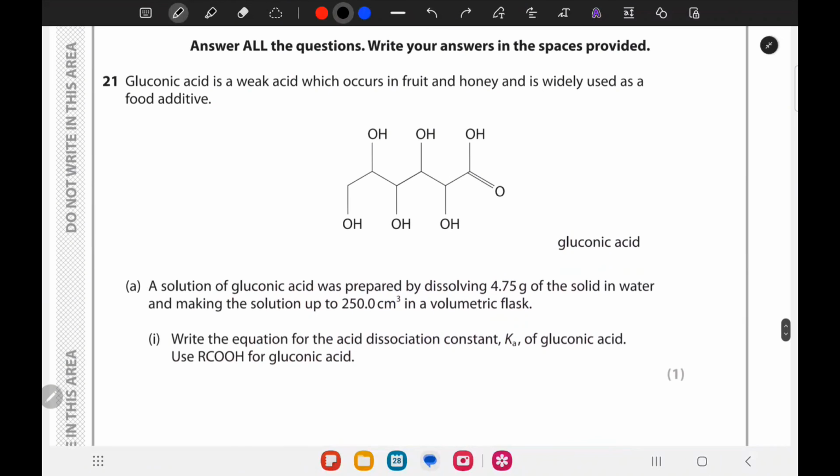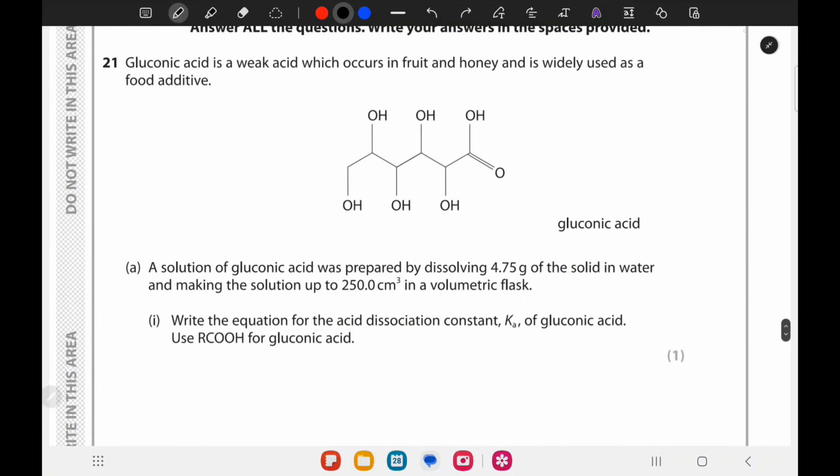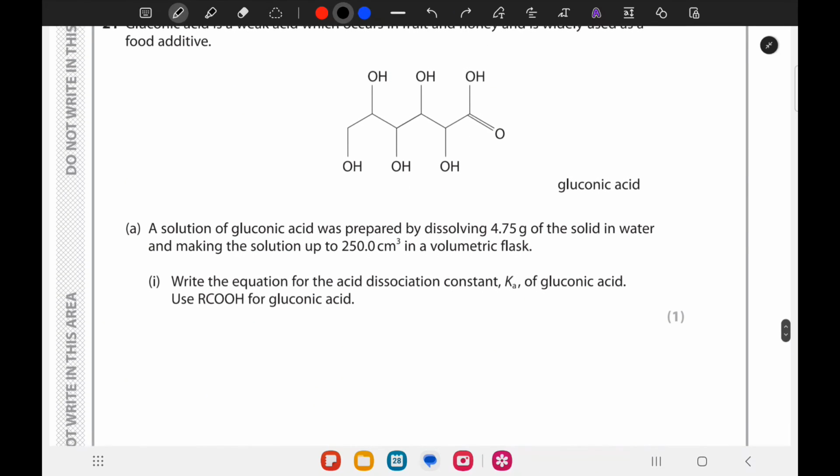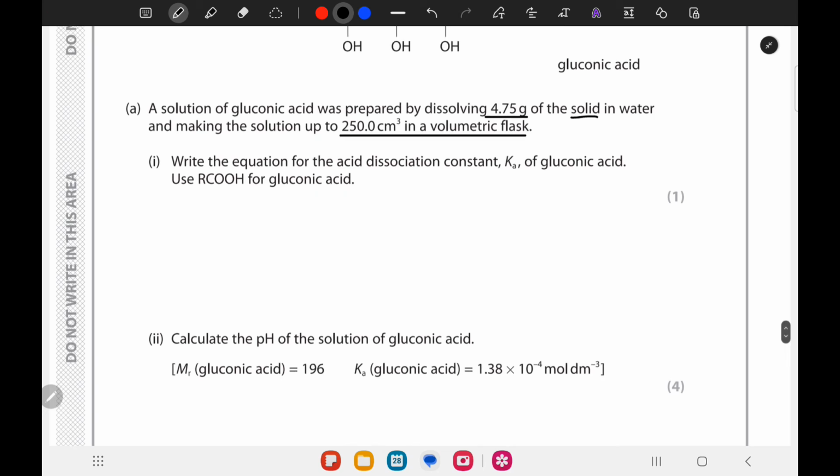Now moving to section C, we have question 21. We have gluconic acid, which is a weak acid which occurs in fruit and honey and is widely used as a food additive. We are told that a solution of gluconic acid was prepared by dissolving 4.75 grams of the solid and then making it up to 250 cm cube in a volumetric flask.